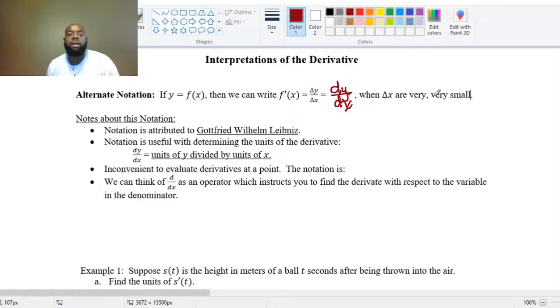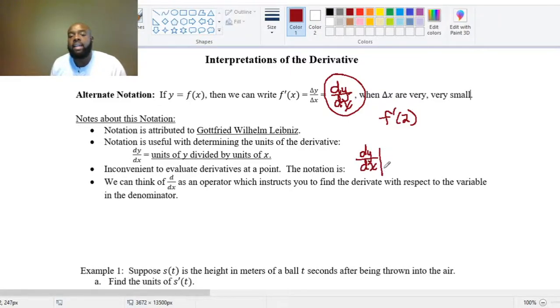One of the inconvenient things about this notation is, for instance, if we want to find the derivative f prime of 2, at x equals 2, then using the Leibniz notation, we would write dy over dx and put a vertical bar to tell everyone else that you're evaluating that at x equals 2. That's how we would use this notation. This is a lot to write, so people say that it is inconvenient, but it's definitely convenient for determining your units.